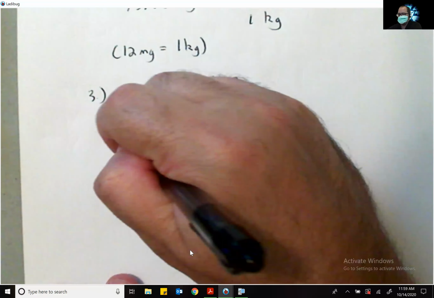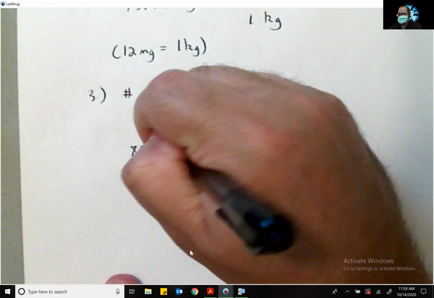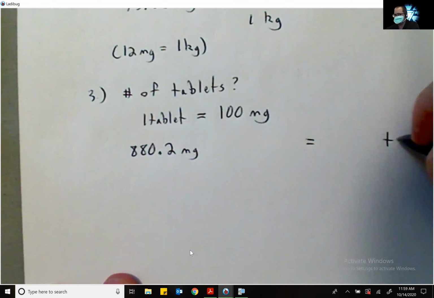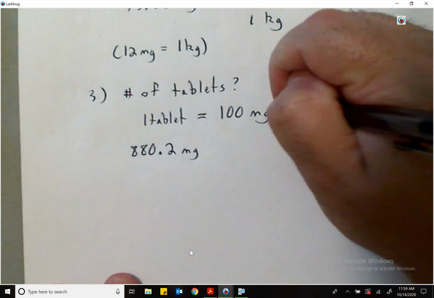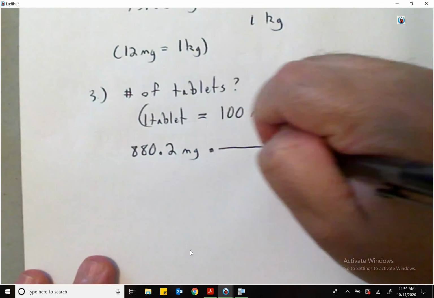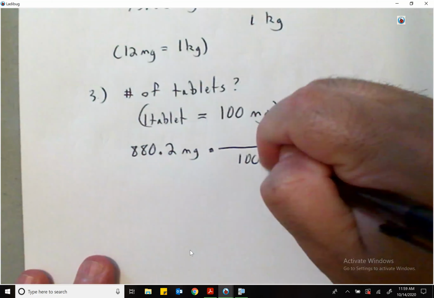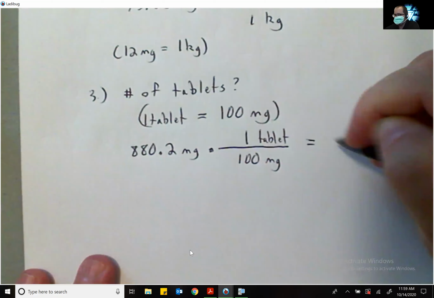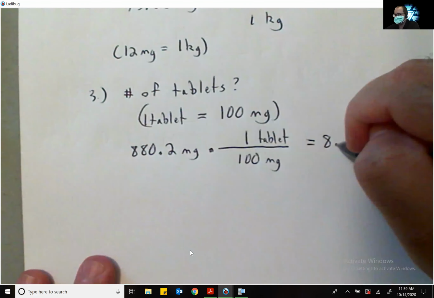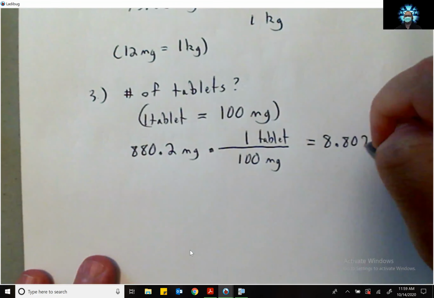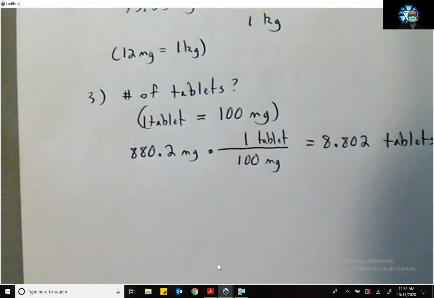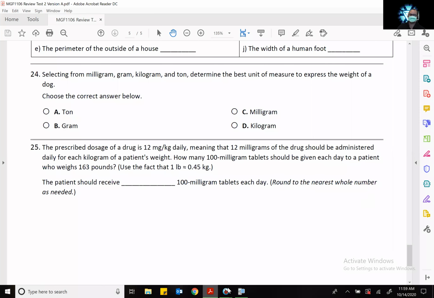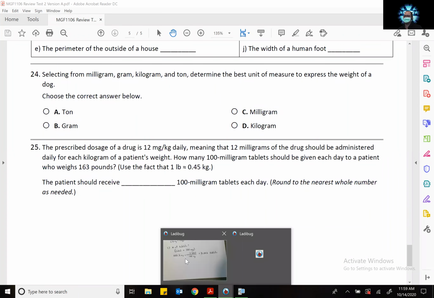We've got 808.2 milligrams. In the end, we want to know tablets. So I got 8.082, which is basically just moving the decimal point left. Right? And now follow the directions. It says round to the nearest whole number. So what's the nearest whole number?